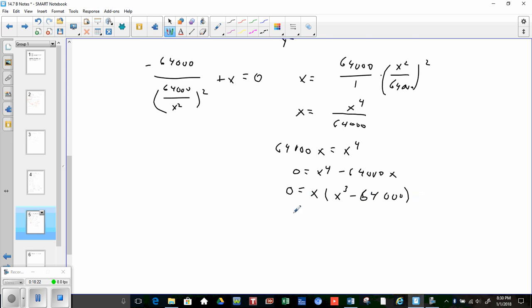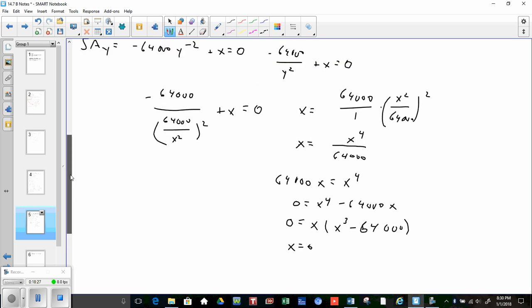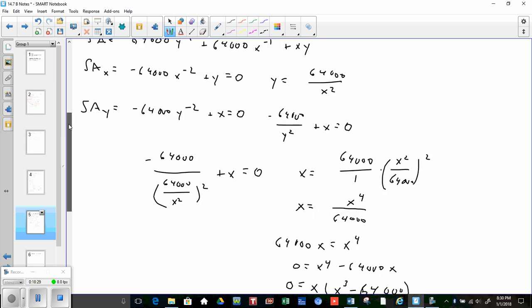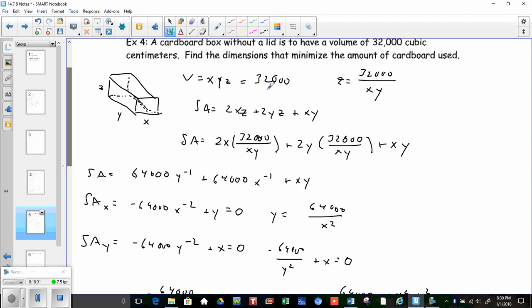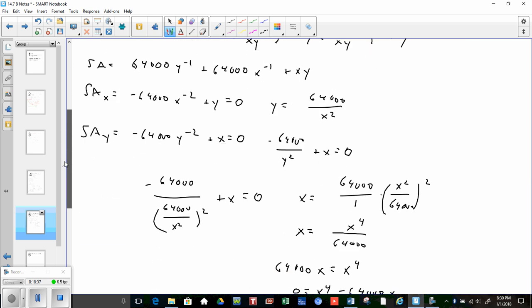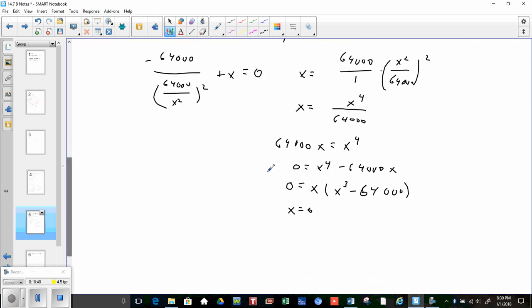So now splitting this up, setting each one equal to 0, we either get that x equals 0, which, again, in this case, really wouldn't make any sense, because if x is 0, you have no volume at all. And that means, well, obviously you've minimized your cardboard, but you have no volume, so it doesn't really make any sense. So that one's out.